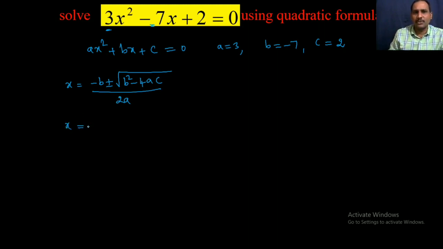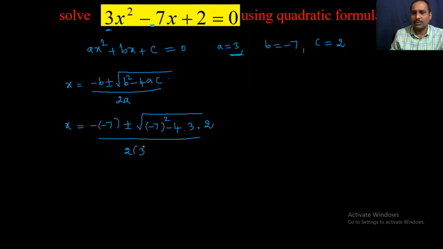So x is equal to minus b, that is minus of minus 7, plus or minus square root of b square minus 4ac, that is minus 7 whole square minus 4 into what is a, a is 3, into what is c, c is 2, by 2 into a, that is 2 into 3. So that is equal to 7 plus or minus square root of minus 7 whole square, that is 49, minus 4 into 3, 12, 12 into 2, 24, by 2 3s are 6.